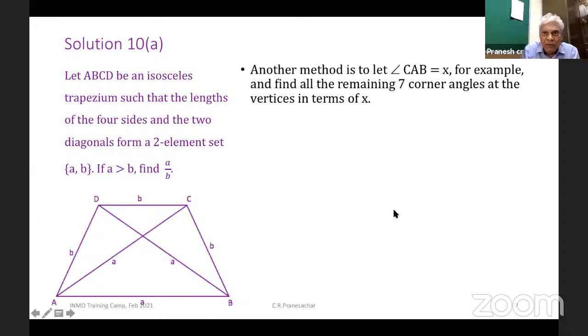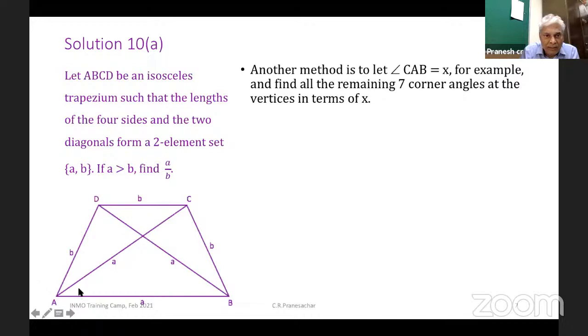I'm sure all of you know Ptolemy's theorem. Without Ptolemy's theorem also, we can solve this problem. You name one of the smaller angles as a small x. Suppose angle CAB is x. Then you can find all the other corner angles in terms of x. How do you do that? Since this angle is x, this angle will be x. And since this is an isosceles triangle, this will be x. And since this is x, this will be x. And this also will be x. So we have 2x here. And this is x here.